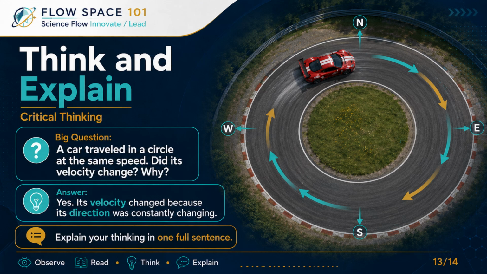Now let's do some critical thinking. Here is the question. A car traveled in a circle at the same speed. Did its velocity change? Why? The answer is yes, its velocity changed because its direction was constantly changing. Even if the speed stayed the same, the direction changed again and again. And since velocity includes direction, the velocity changed too. Now try to explain it in one full sentence by yourself.